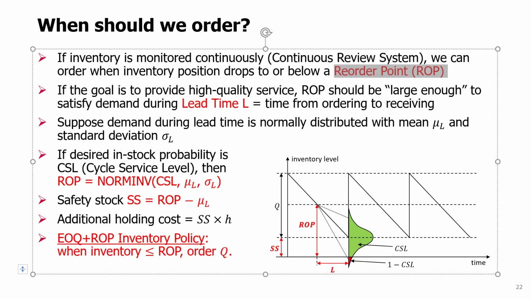And the answer to this is related to another term, lead time. A lead time is the time from the moment we order to the moment we receive the quantity. Right? So on this graph, it is shown as this L. It's the time from the moment we request the order to the moment we receive the ordered quantity. And of course, the simple answer for reorder point, or ROP, is that it should be large enough to satisfy demand during lead time.